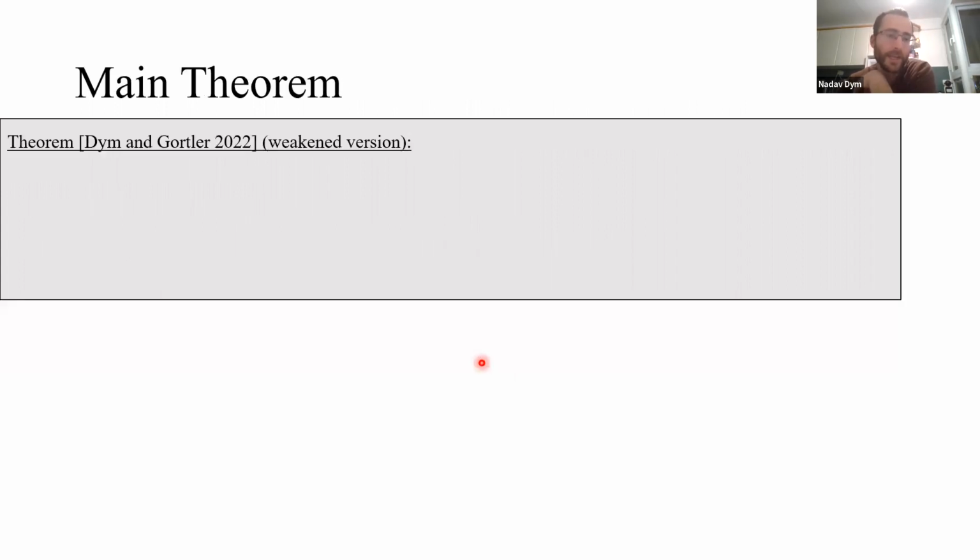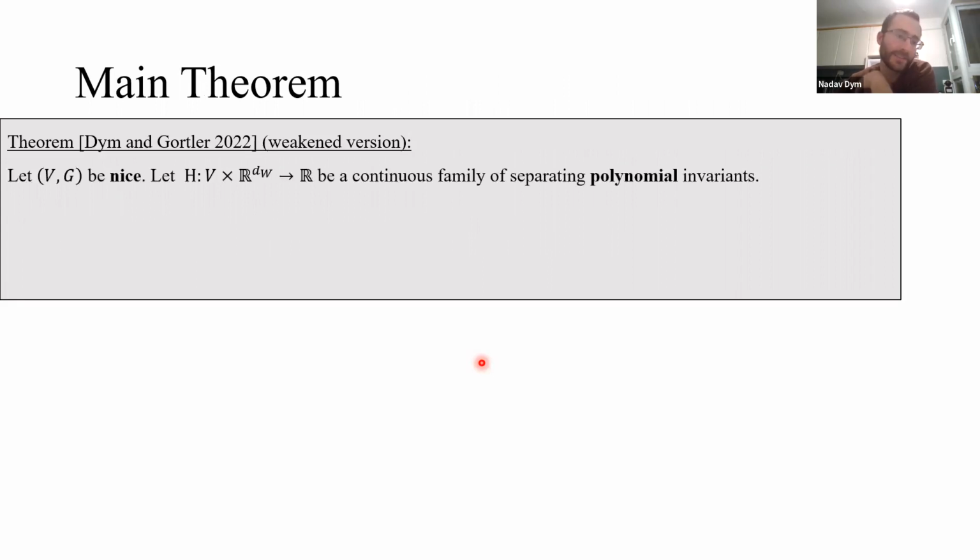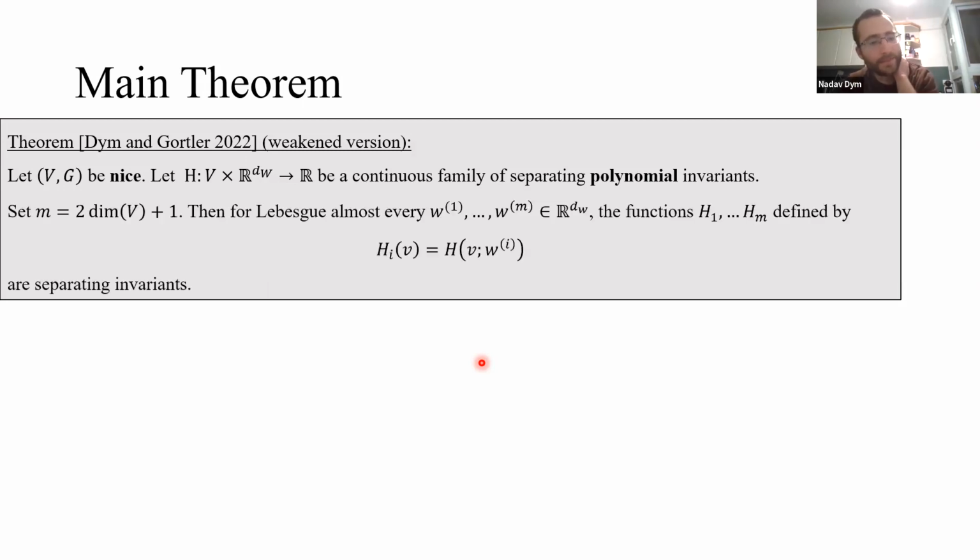Check. Okay, and then the theorem we'll prove is the following: if you have V and G, which are nice, and you have this continuous family of separating polynomial invariants. Okay, so for now we're assuming they are polynomial. Then you can randomly choose m different weights, and you get that these functions are separating invariants. So it's like you have a continuous family of separating invariants, and then you can just sample, not a very big amount, just twice the dimension plus 1, and you get a finite set of separating invariants. That's the general idea.